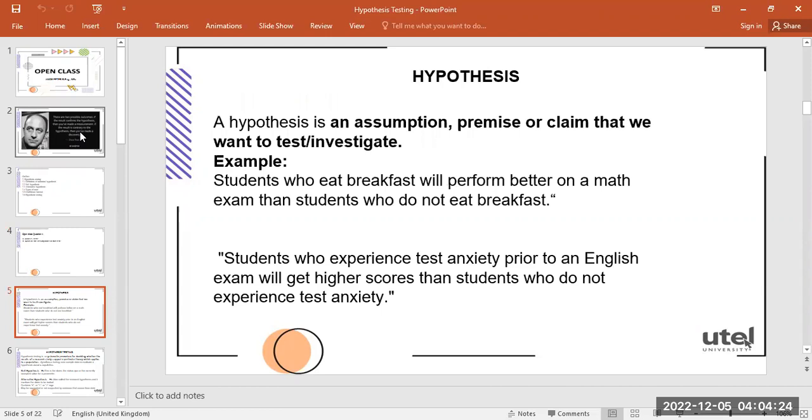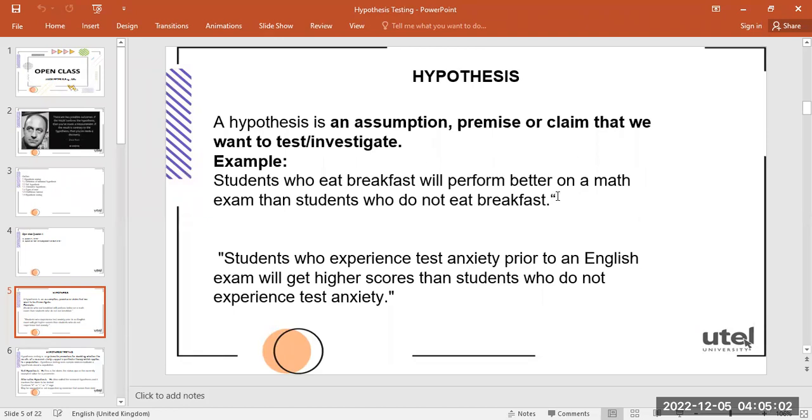Now let's start proper. Generally, what do you mean by the word hypothesis? In science and engineering, and even in the social sciences, a hypothesis is actually an assumption, a premise or a claim that we want to test or investigate. An example is, I can decide to make a premise or an assumption or a statement which says students who eat breakfast will perform better on a math exam than students who do not eat breakfast. Now, this is just a conjecture or a statement or a premise.